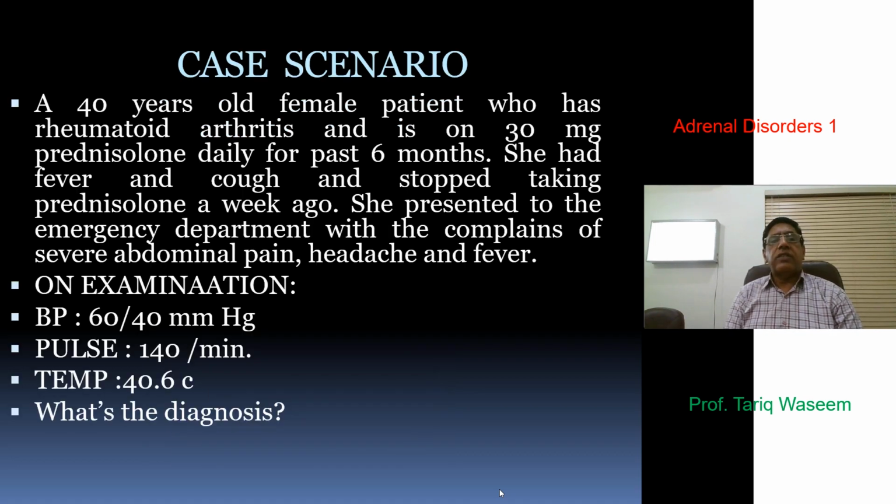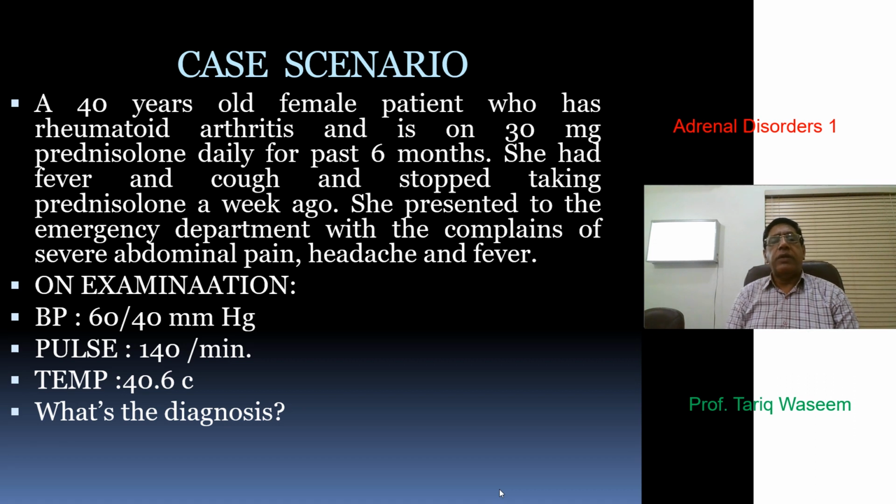Now we have a second case scenario where a 40-year-old female patient who has rheumatoid arthritis and is on 30 milligram of prednisolone daily for the past 6 months had fever and cough, and she stopped taking that medication for about a week. Then she presented in the emergency department with complaints of severe abdominal pain, headache, and fever. On examination, her blood pressure was 60/40, pulse was 140 per minute, temperature was 40.6. So what's the diagnosis?